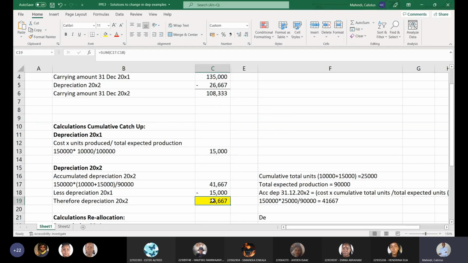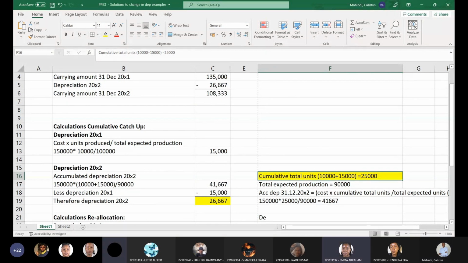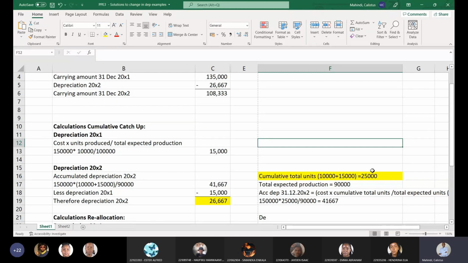So in order to calculate the total accumulated depreciation, we have to find out what is the total number of units that were produced first of all. And the total number of units produced, I highlight that in yellow, were 25,000. We produced 10,000 units in 20x1 and 15,000 units were produced in 20x2. Are we together up to there? Yes, sir. Okay, so the total number of units produced were 25,000.